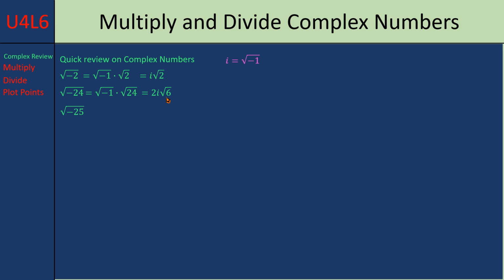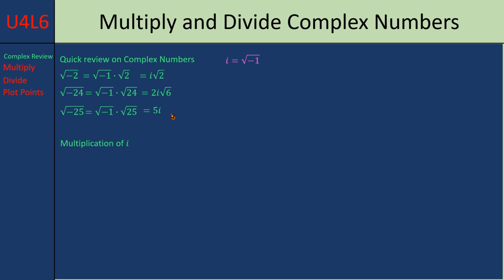Same thing with radical -25. I take out radical -1 and then radical 25. And radical 25 gives you 5. So I have 5i. Again, the number goes in front of i, and if you have a radical, then it goes behind the i.